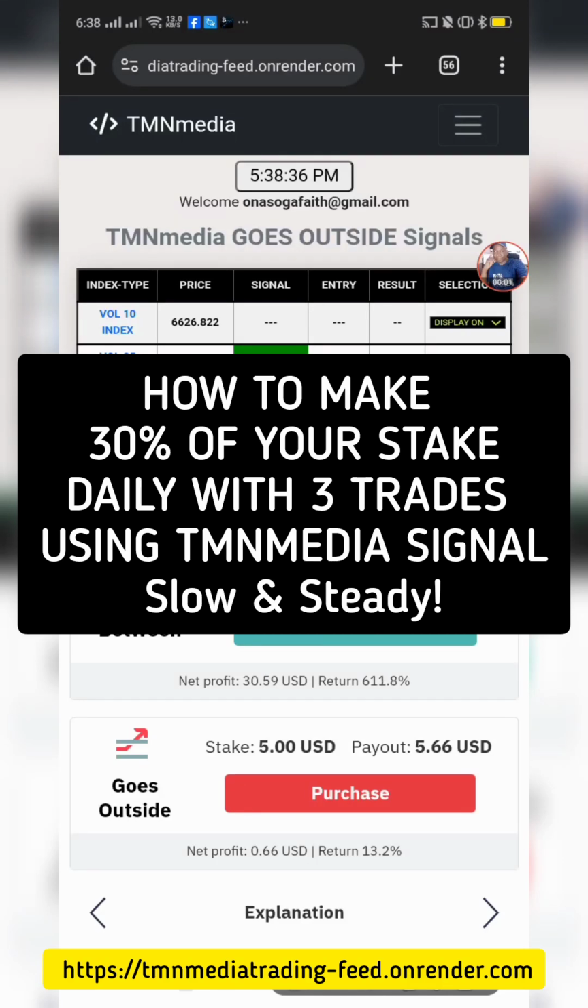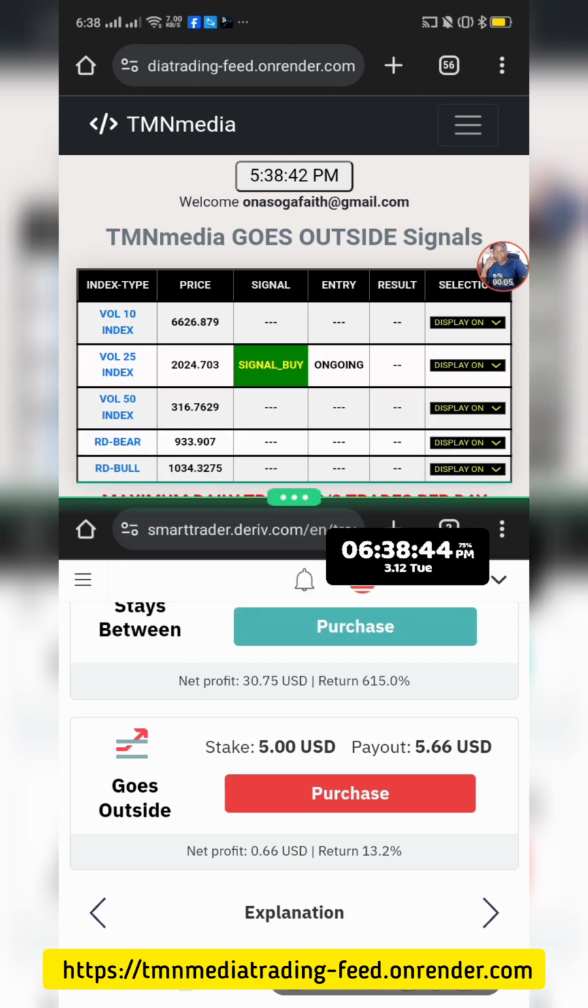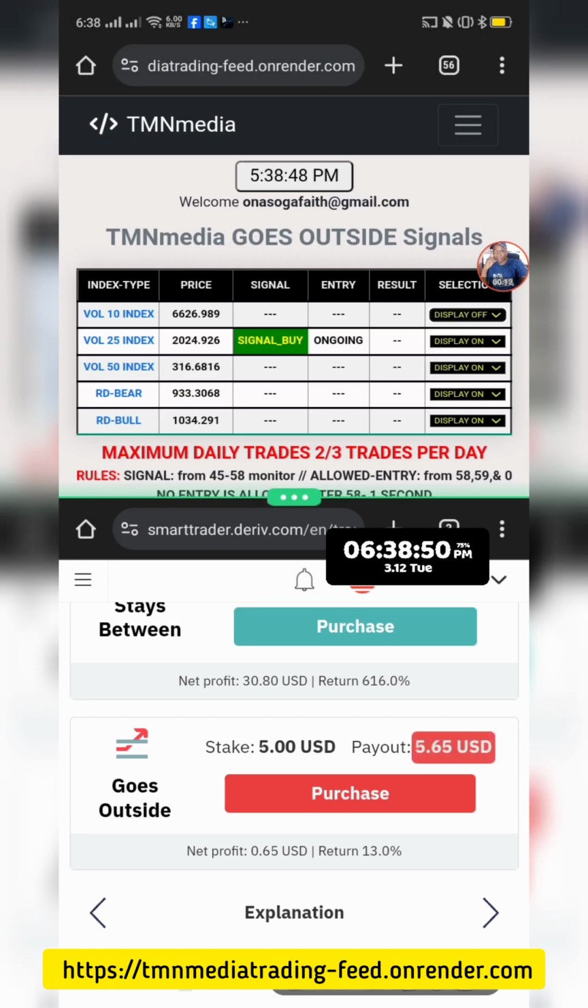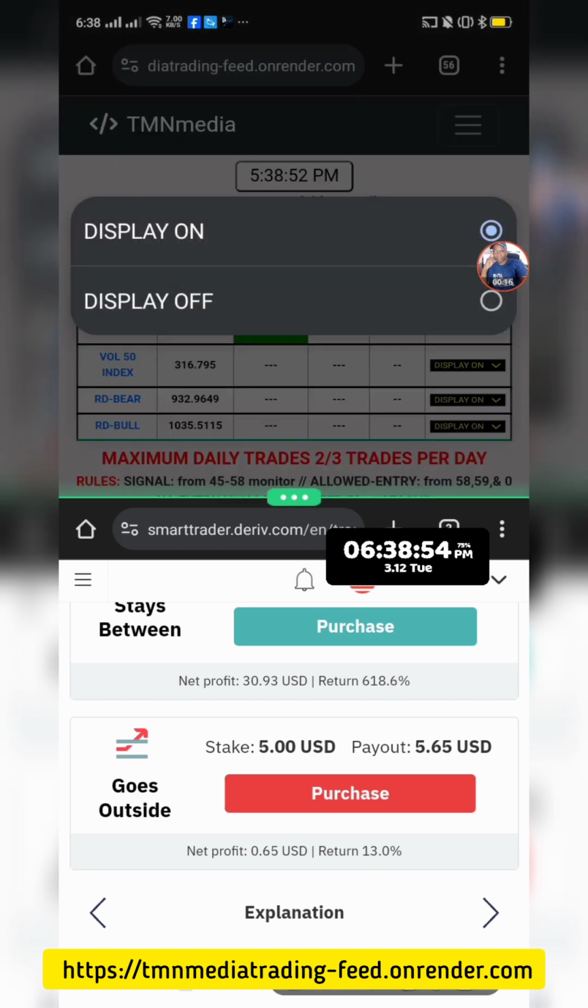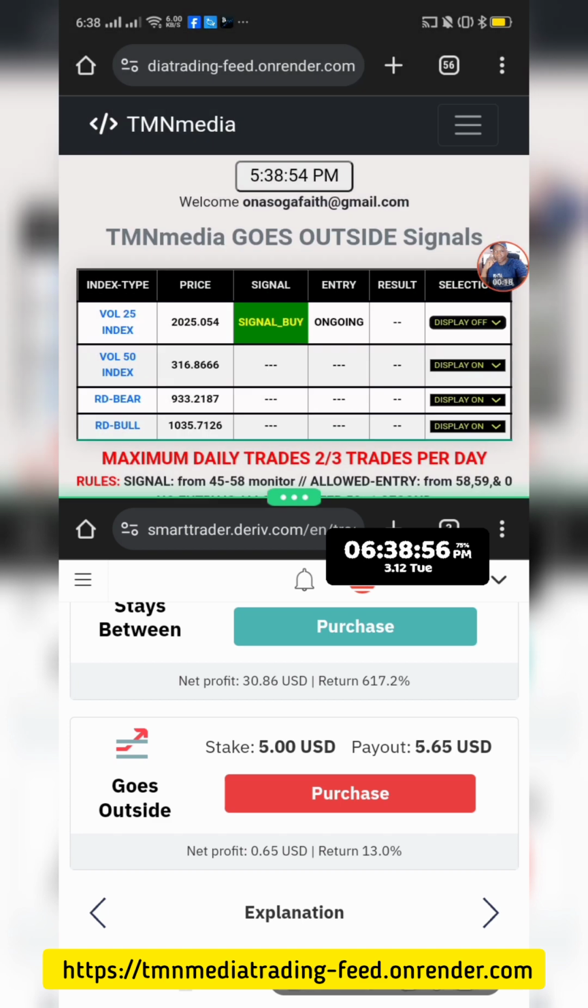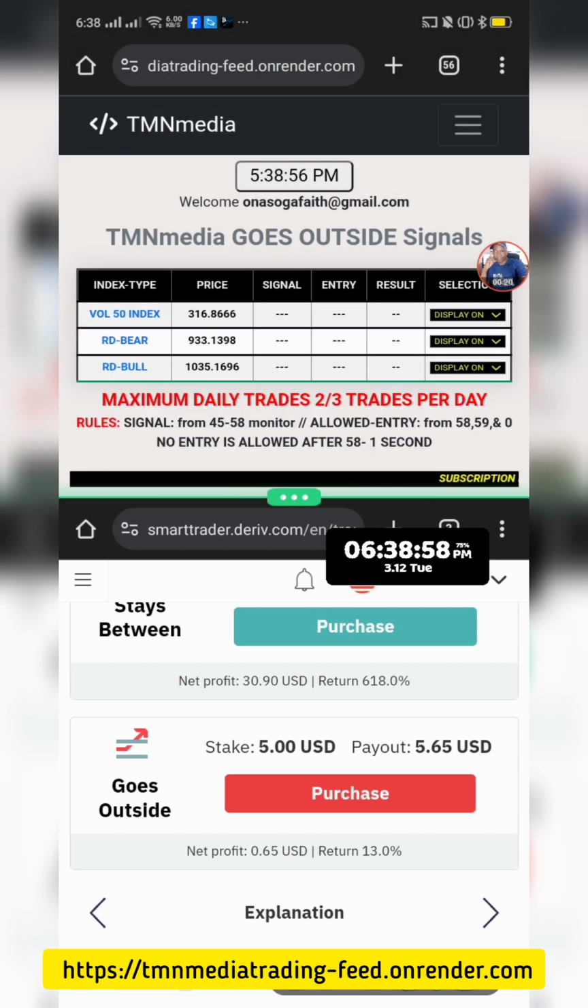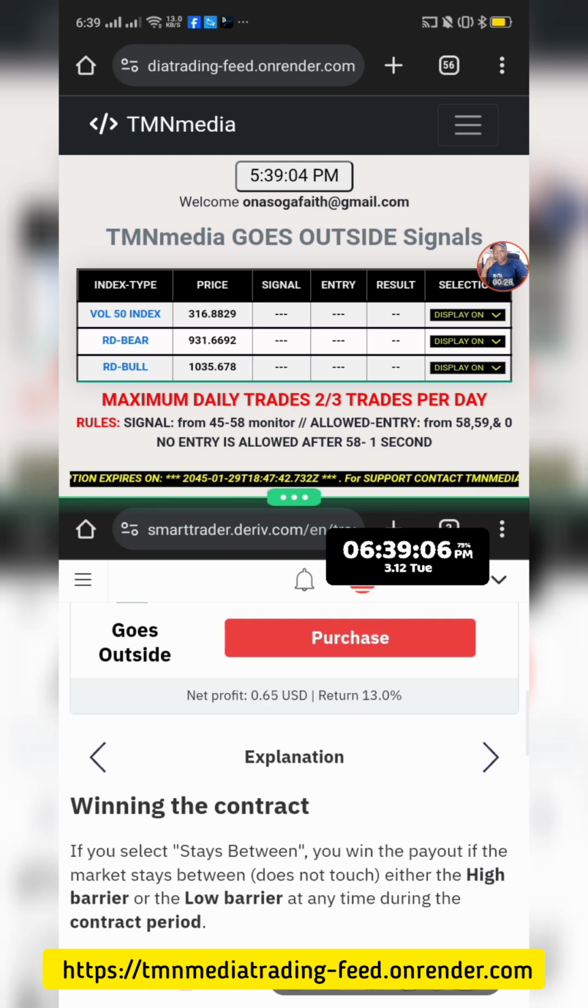Okay, I want to trade three indexes, so I'm going to remove 10. Also, I'm going to remove 25. So I'm left with 50, red bear and red bull. I'm going to be expecting signals on these three.